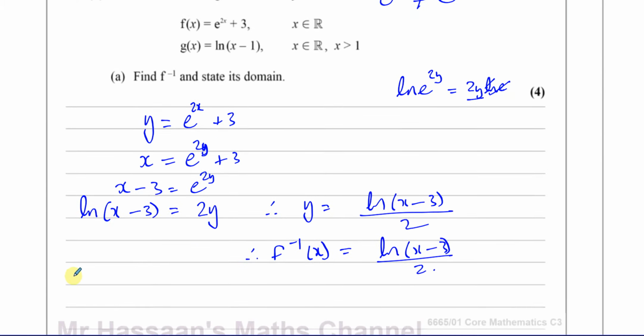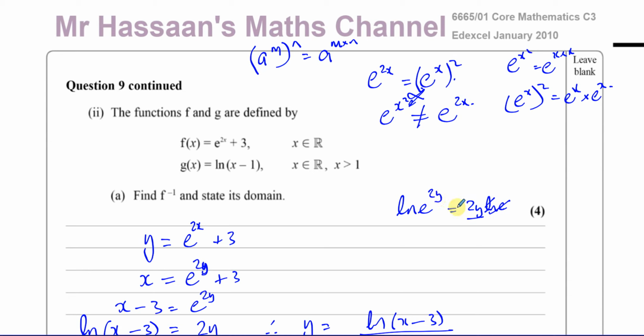So we can say the domain of the inverse function is the range of the function f. So what is the range of function f? Let's have a think about that now. I'm going to make a little sketch up here.